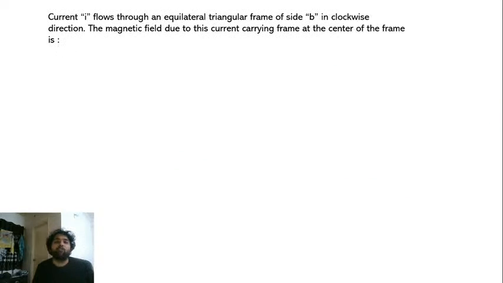All right. So current flowing through an equilateral triangle frame of side b in clockwise direction. This is the next question. Let's make this a little lengthy because we have a lot of space here. What will be the magnetic field due to the equilateral triangle? Everywhere you have to take the angle to be 60 degrees.